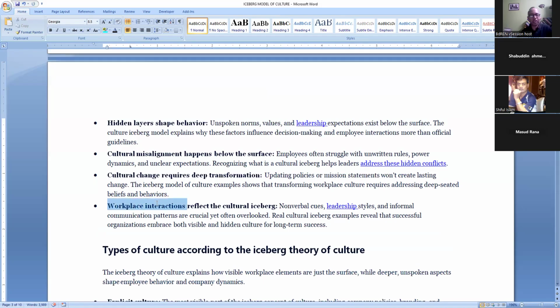And workplace interactions reflect the cultural iceberg. Non-verbal cues, leadership styles, and informal communication patterns are crucial, yet often overlooked. Real cultural iceberg examples reveal that successful organizations embrace both visible and hidden culture for long-term success.